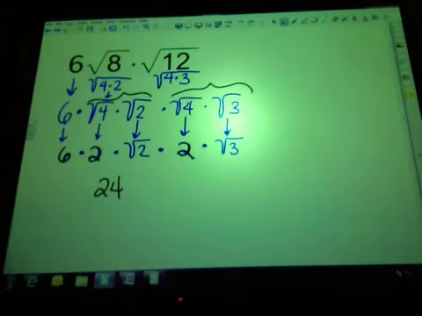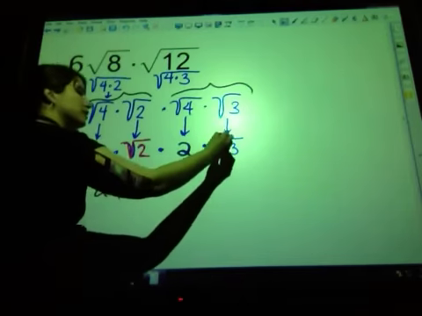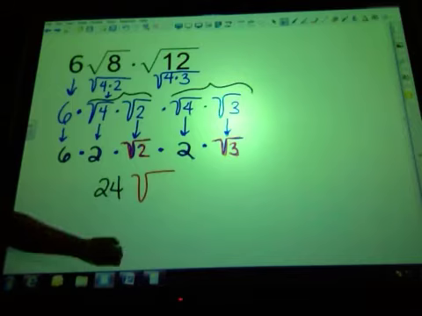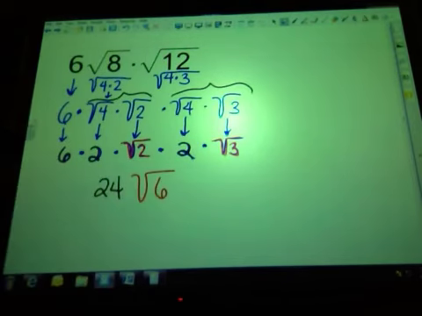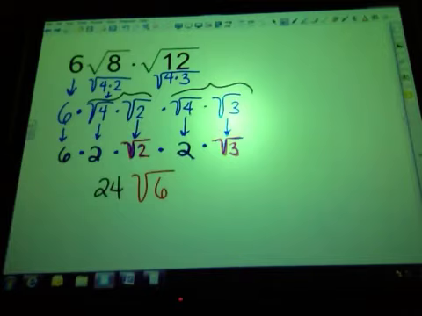Then what I can do is multiply the numbers that are underneath square root sign. So I can do square root of 2 times the square root of 3. The square root sign just stays there. But then I multiply the 2 times the 3. 2 times 3 is 6. So my answer for this one is 24 times the square root of 6. Tricky, tricky.